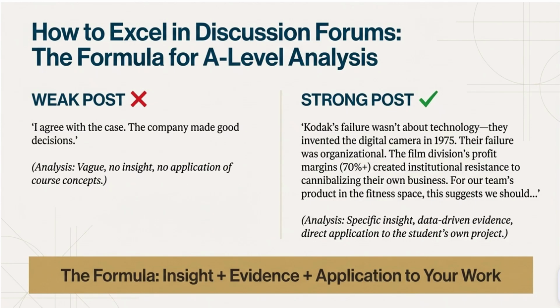And on the right, a strong post. Kodak's failure wasn't about technology. They invented the digital camera in 1975. Their failure was organizational. The firm's division profit margins of 70% plus created institutional resistance to cannibalizing their own business. For our team's product in the fitness space, this suggests we should, whatever. What's the difference? Specific insight. They identify the real cause. Data-driven evidence. They cite the 70% margins. And direct application to their own work. They connect it to their project.